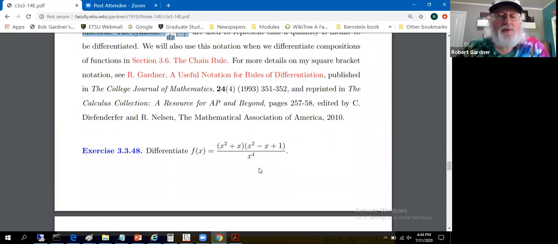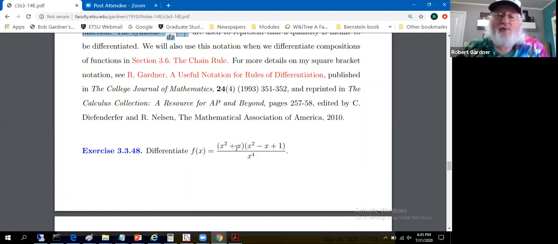Okay, let's do number 48 here. Let's differentiate this thing. Is it a product or is it a quotient? Well, it's both. I view it as a quotient with a product inside of it. It's certainly written in a way that suggests that. You can move some stuff around and view it as a product with a quotient inside.